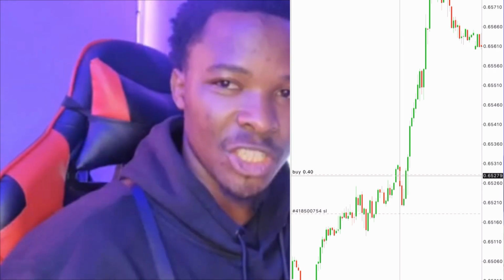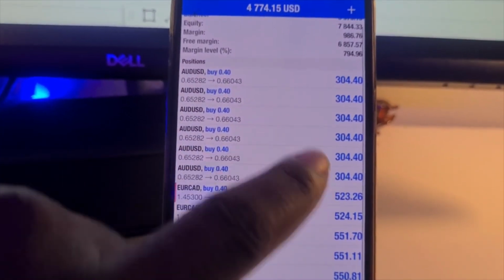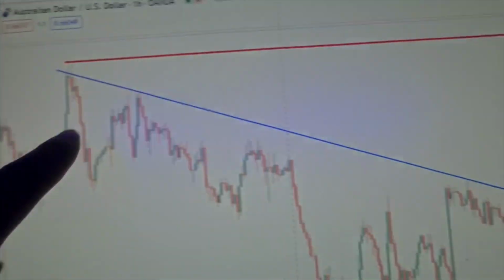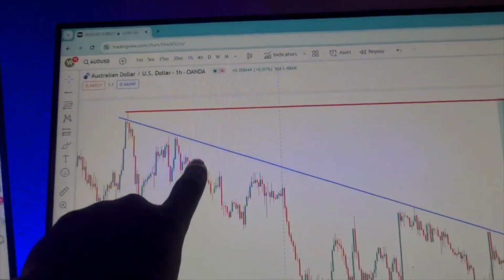So let me take you to the chart first and see how I did my analysis. As you can see here, this is what we're running, and you can see the entry here. This was the entry.